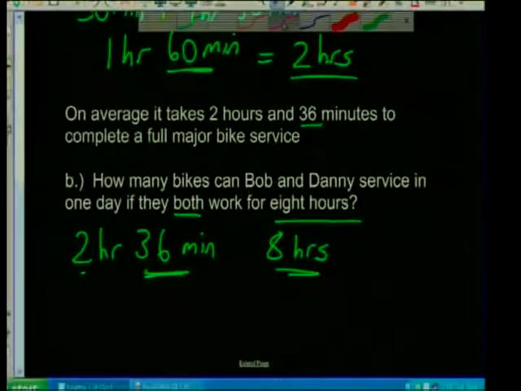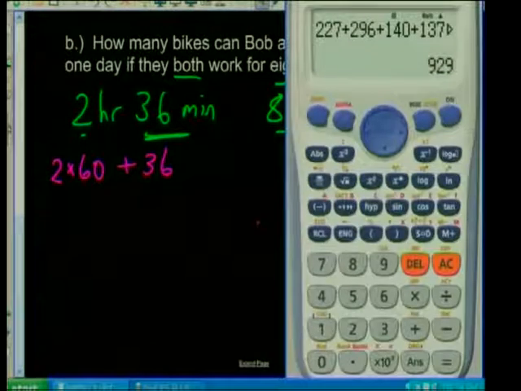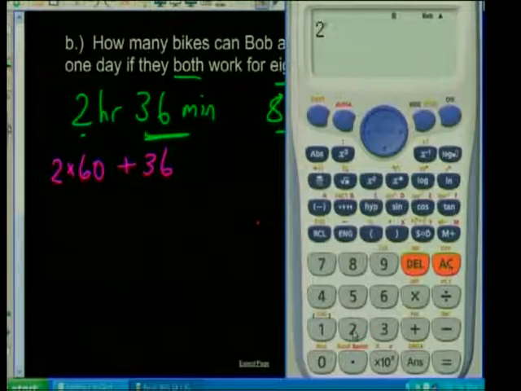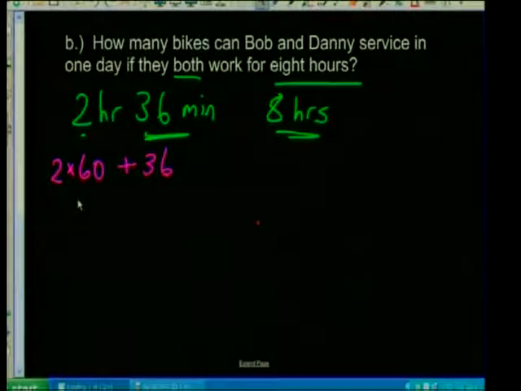So what are we going to do? Well, 2 hours in minutes, we're going to times by 60, and we're going to add the minutes that we have. Now let's do that calculation. We can use the calculator. We've got 2 times 60 plus 36. So it takes 156 minutes on average to complete the bike. So it's 156 minutes.